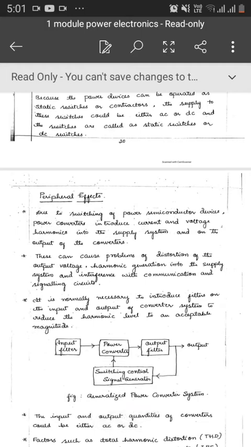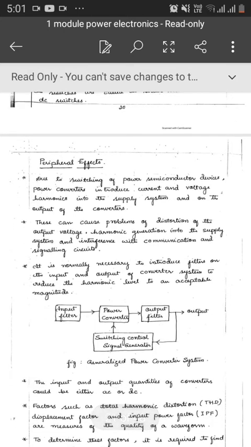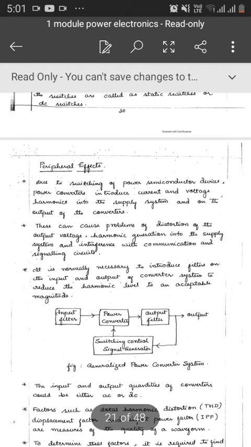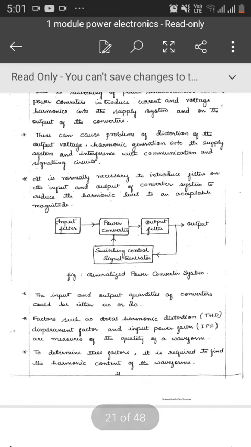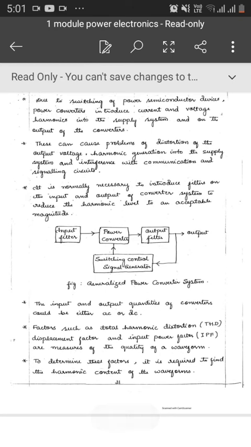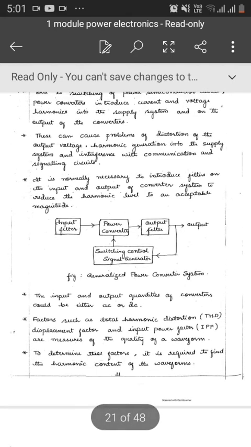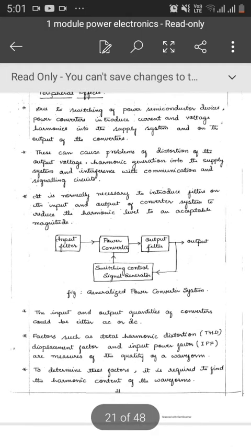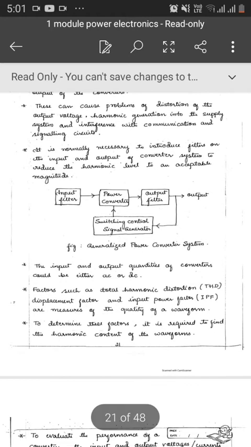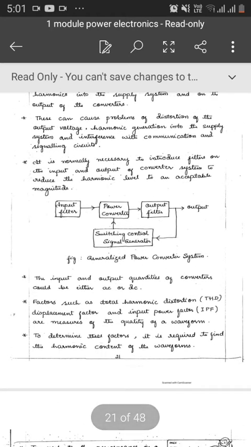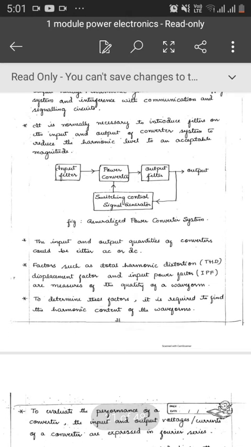Next, the peripheral effect. The power converters discussed in the previous sections are based mainly on the switching of power semiconductor devices. The effects of such switching are called peripheral effects. Some of the peripheral effects are as follows: generation of current and voltage harmonics in the input current and the output voltage respectively, distortion of the output voltage, and interference with communication and signaling circuits.